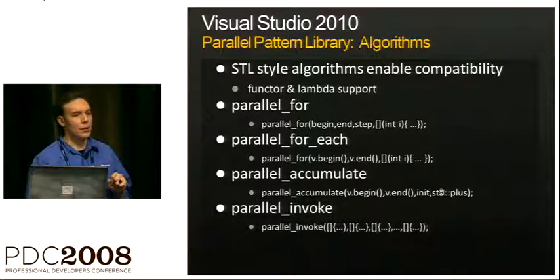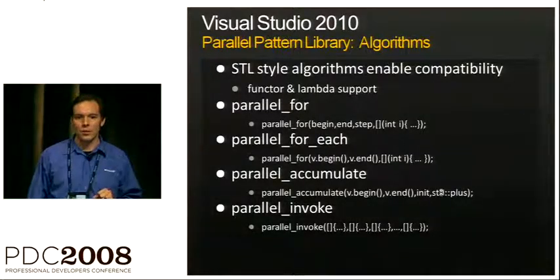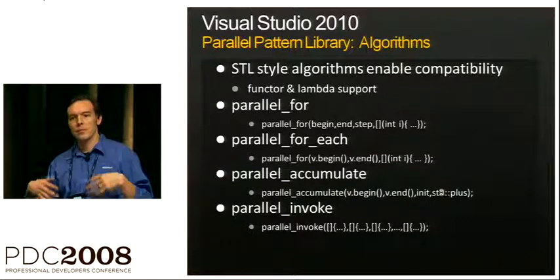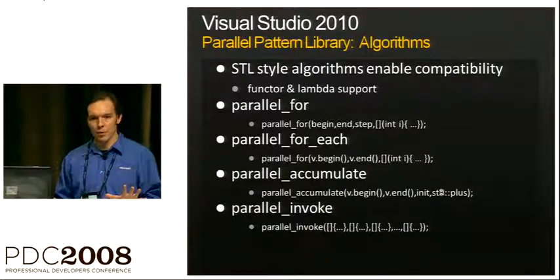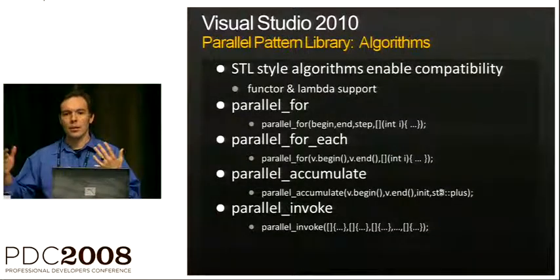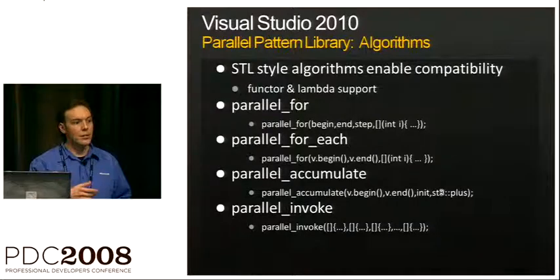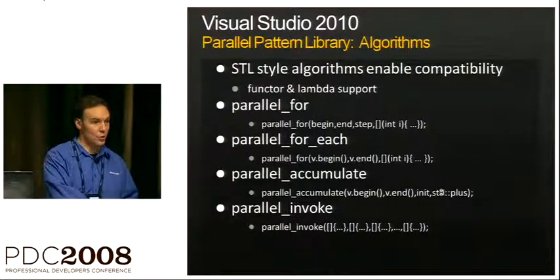And then parallel invoke. So I could have used parallel invoke with quicksort. Really, this is just take a series of functors, execute them, wait for them to complete. If there's an exception that happens in that, we'll marshal that and extract that out. Same thing with the tasks. We'll marshal it and extract it out on the joins or the waits.